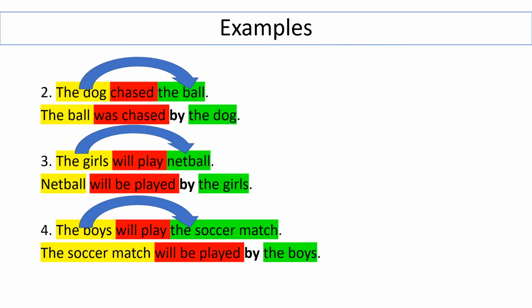The passive sentence will read, the soccer match will be played. Step 5, remember to add by. And the new sentence will read, the soccer match will be played by, and finally ending off with the subject from the active sentence. The new passive sentence will read, the soccer match will be played by the boys.